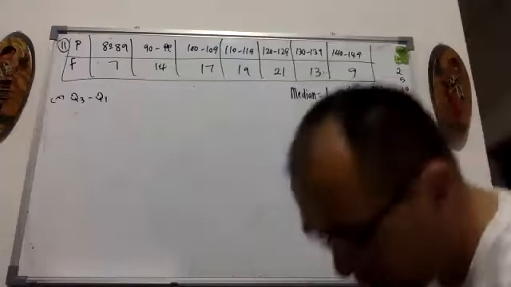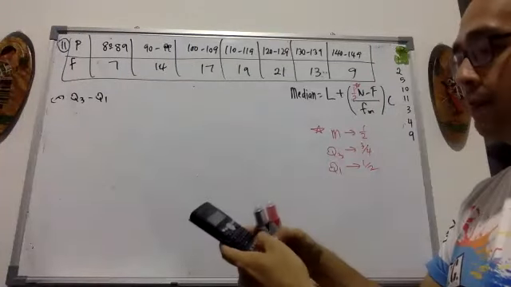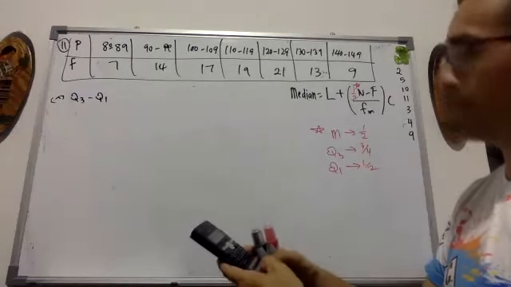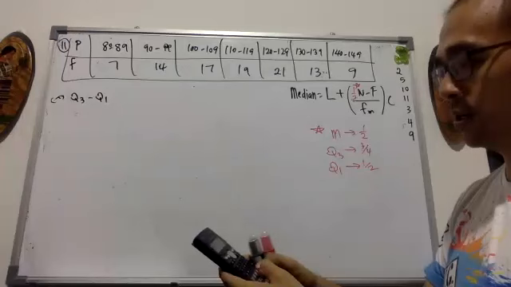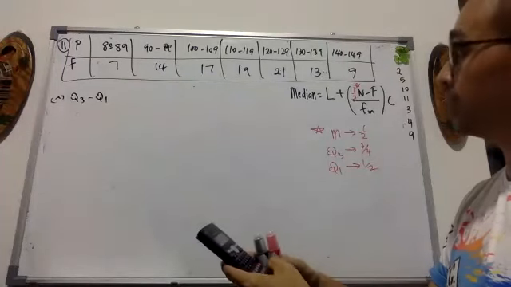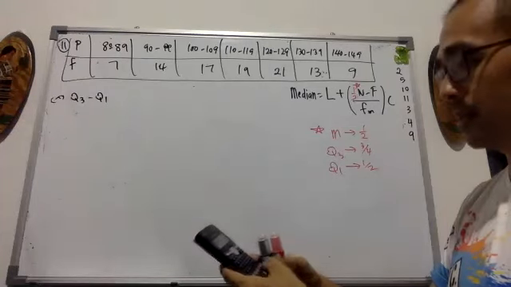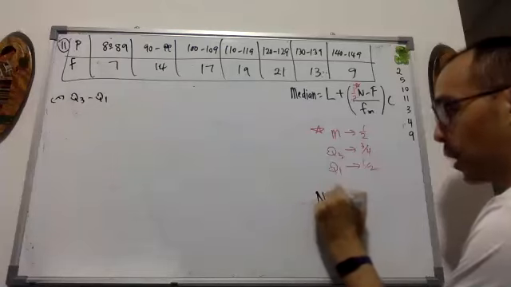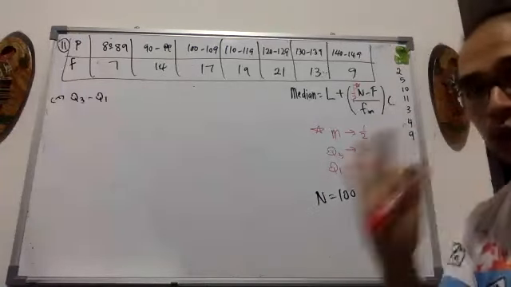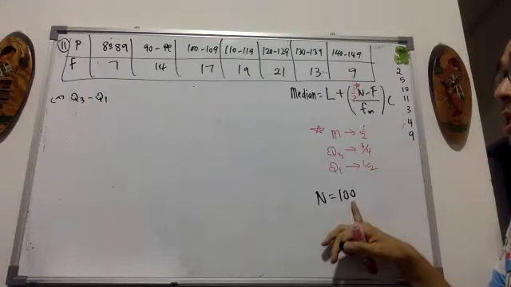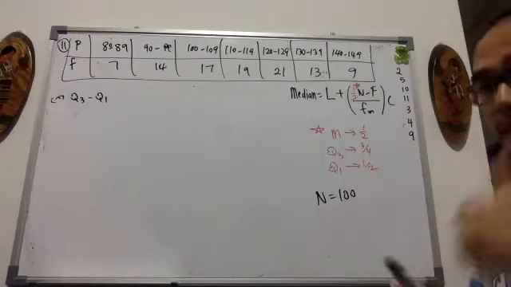So if I add up all these frequencies: 7 plus 14 plus 17 plus 19 plus 21 plus 13 plus 9. The answer is 100. So n is 100. It doesn't matter whether you're finding Q3, Q1 or the median, n is always 100. So that's the first step.